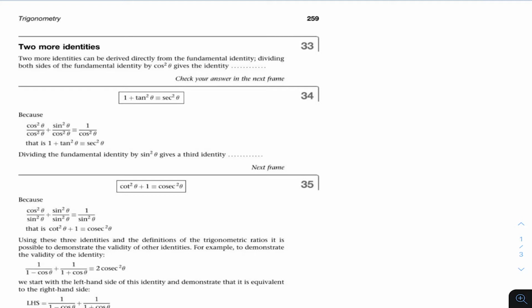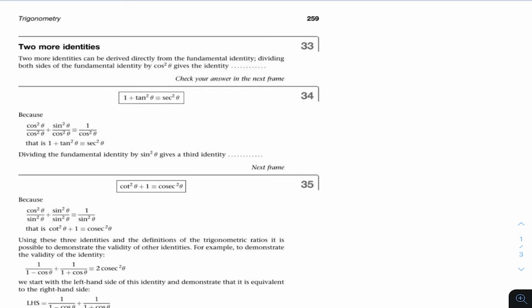Then what we're going to do is derive from that some more fundamental identities that we're going to remember and pen down and just get used to. The more you use them, the more you memorize them. So let's get straight into the chapter. We'll carry on reading. So we're on page 259 of the trigonometry chapter, and we're on the 33rd part.